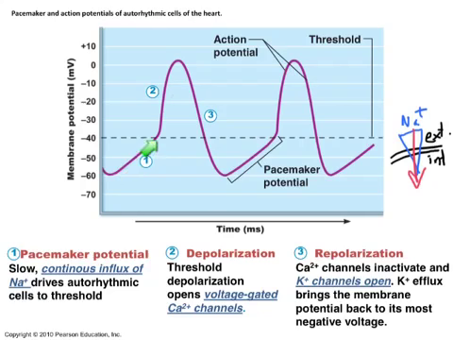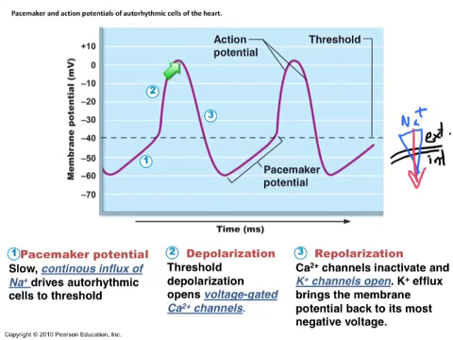This pacemaker potential continues until the cell reaches threshold. Then you get voltage-gated cation channels opening. Cations are just positively charged ions. It's a general term for ions with a positive charge. In these cells, it's calcium ions specifically. So voltage-gated calcium channels open. Calcium flows into the cell and you get that spike in membrane potential.